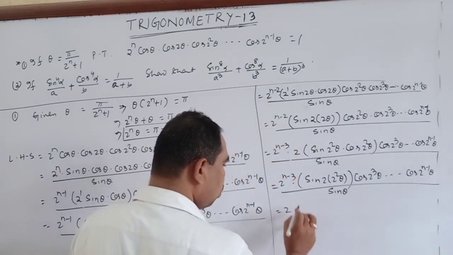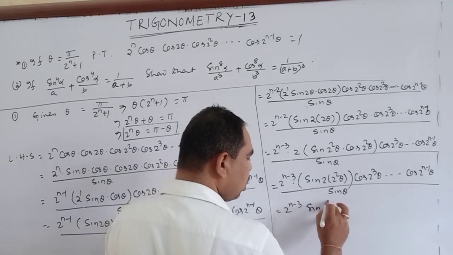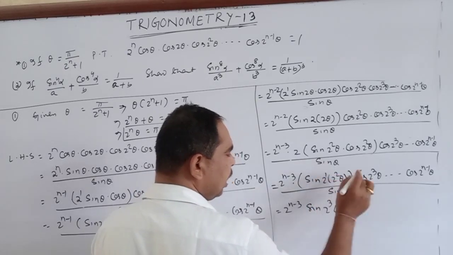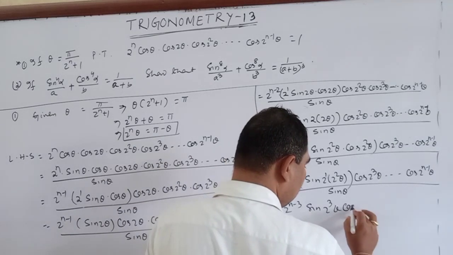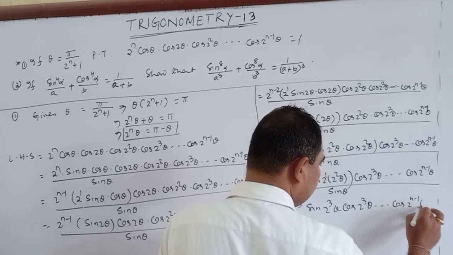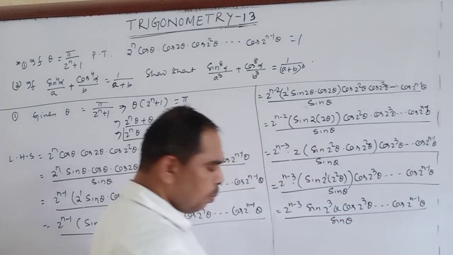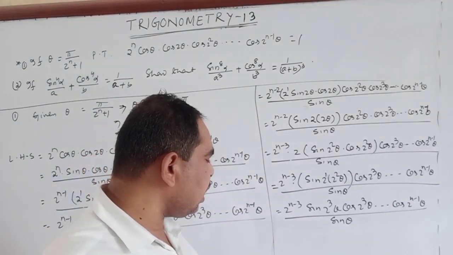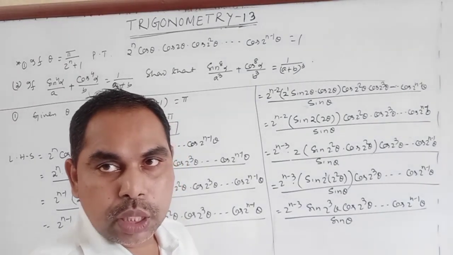So this is equal to 2^(n-3) sin, this is sin 2³θ, 2 to the power 1 into 2², that means 2³θ, into cos 2³θ up to cos 2^(n-1)θ divided by sin θ. Again 2^(n-3) is equal to what? 2^(n-4) into 2.